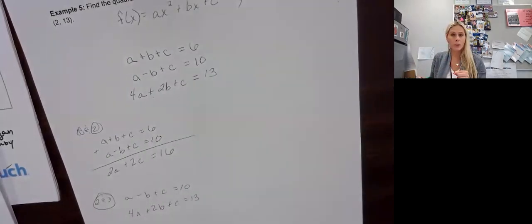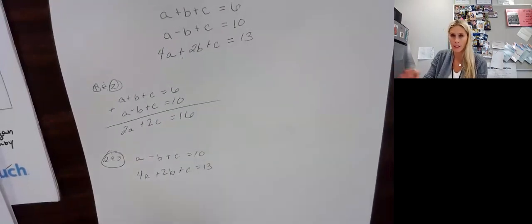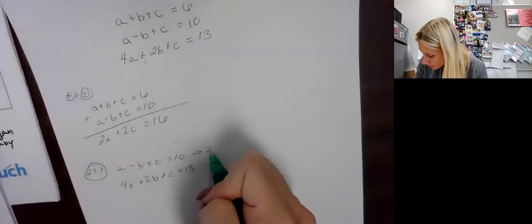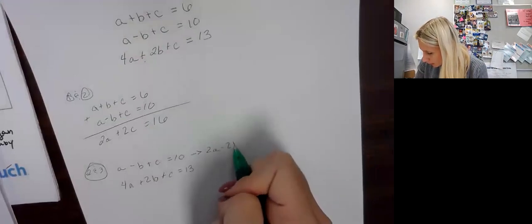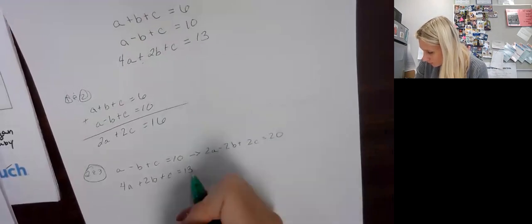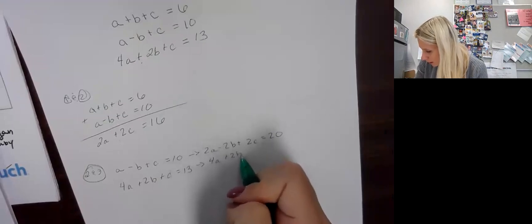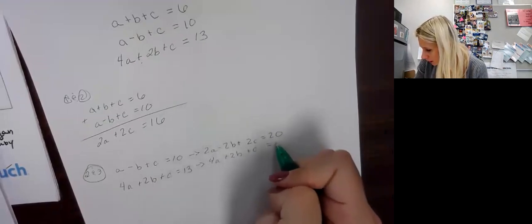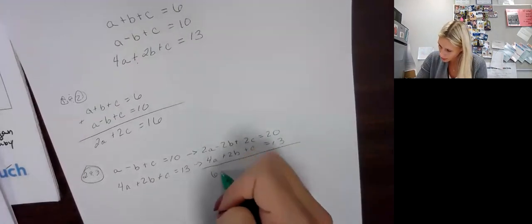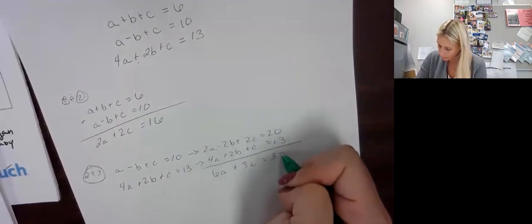Again, what variable do I need to get rid of? I need to get rid of b because I want it to match up here so I can solve for a or c. So I need to multiply the top one by 2. 2a minus 2b plus 2c equals 20. Keep the bottom one the same. 4a plus 2b plus c equals 13. Looks like we're going to add straight down again. We get 6a plus 3c equals 33.